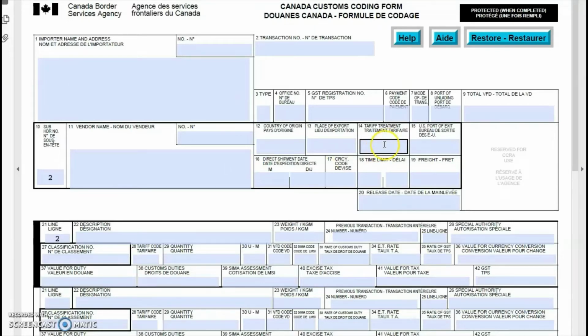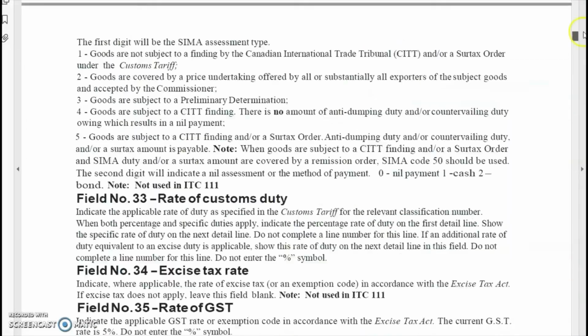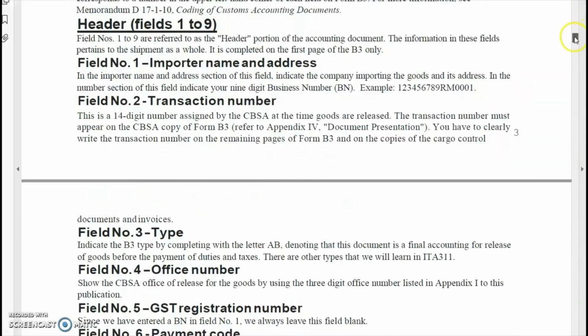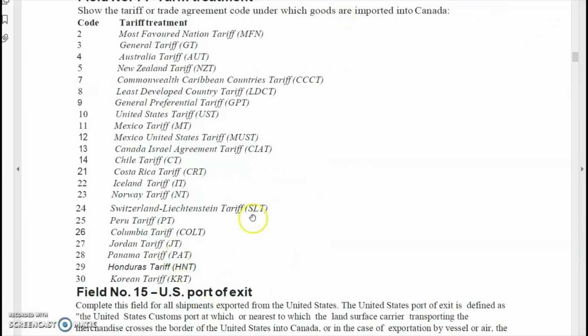You're going to put a different tariff treatment number. Where do you get those tariff treatment numbers? Easy. You go to your book and you go to field number 14, and you look up United States tariff right there. Okay, so the number is right there, and most favored nation, the number is there as well. Just look up U.S. tariff and put the number there.